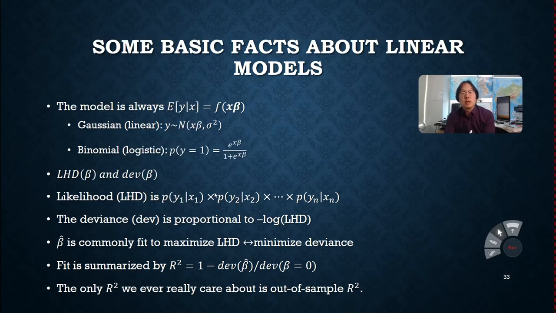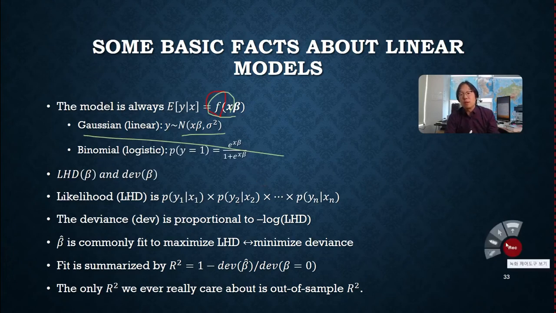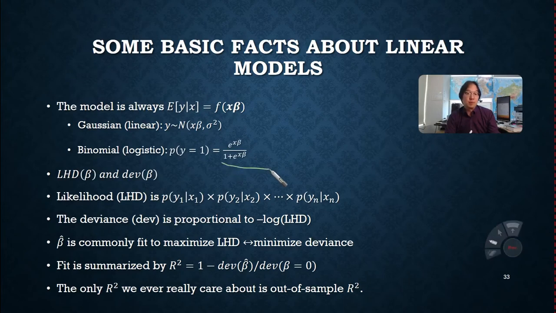All right, so some basic facts about the linear model are here. The model is always a conditional expectation: on condition that you have data X, what is the expected value of Y, the response variable? The structure of this relation is formulated as a functional form, F. In Gaussian regression, we use linear regression, where XB is a linear combination. Whereas in binomial regression, you have logistic regression, which is a probability model. And then we were computing the likelihood when it comes to logistic regression.